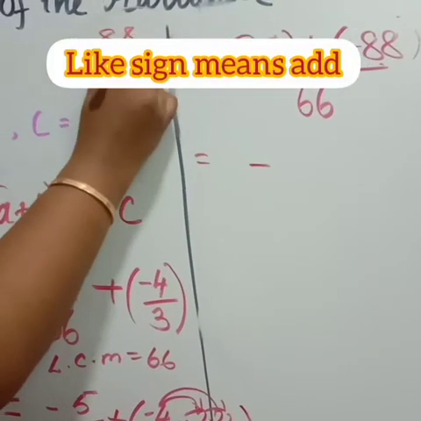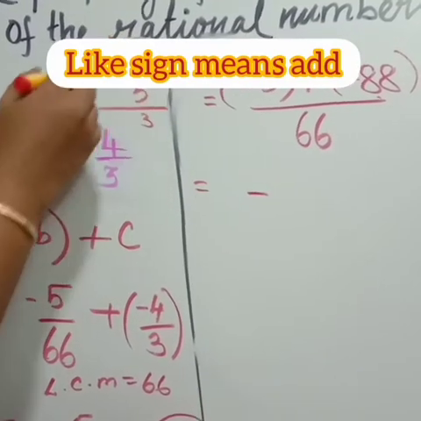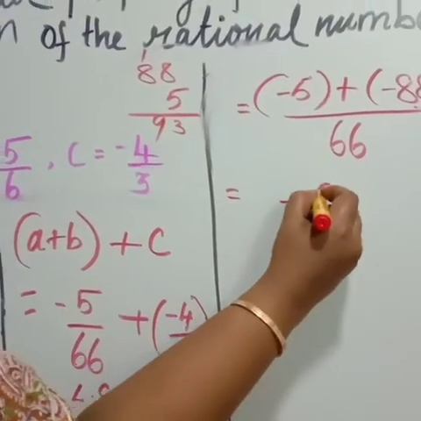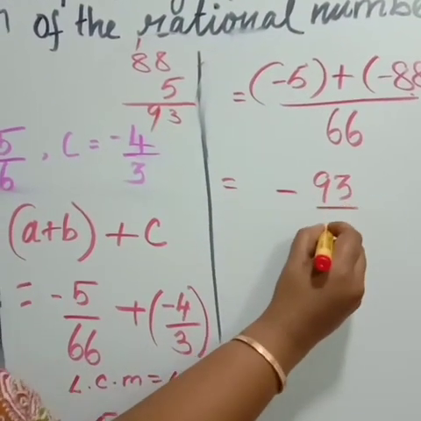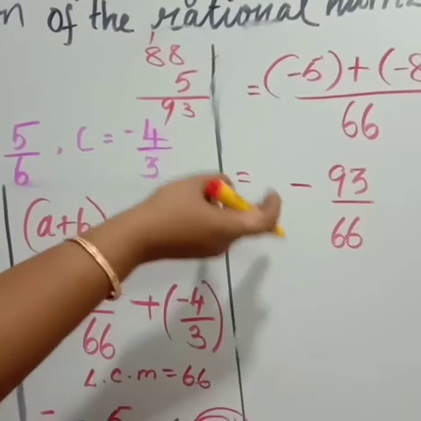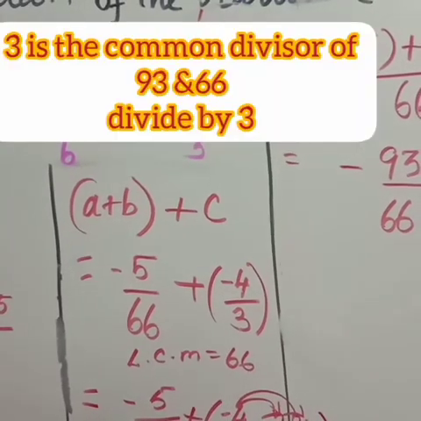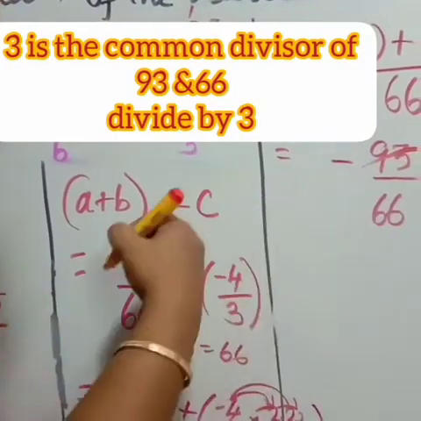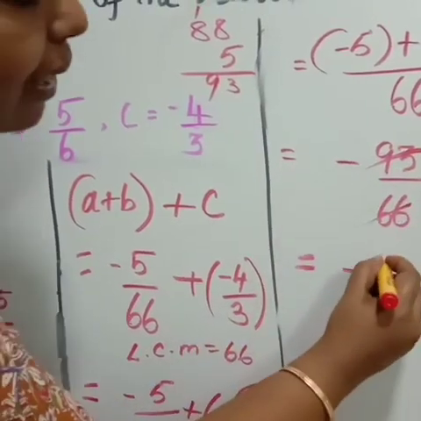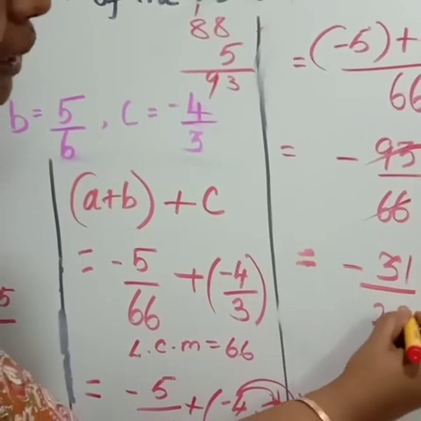So 88 plus 5. 8 plus 5, 13, balance 1. So 8 plus 1, 9. So 93 divided by 66. Is there any common divisor between these two numbers? Yes, 3 is a common divisor. If we cancel by 3, here minus is there. So minus, 3 threes are 9, 3 ones are 3. 3 twos are 6, 22.